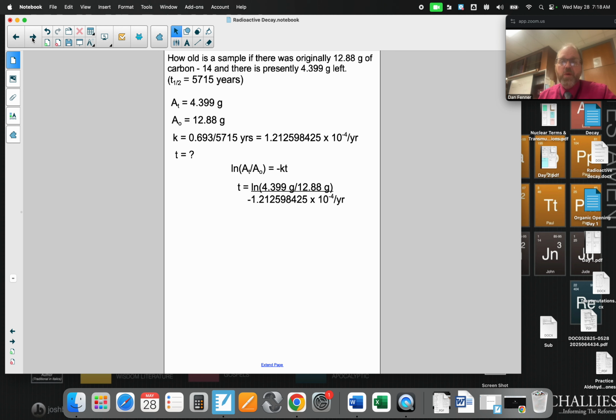On this calculator, I'm going to start inside the parentheses. Type in 4.399 divided by 12.88 equal. You should get a decimal. Natural log, you should get a negative number. Divide by 1.212598425, EXP 10 to the x, minus 4 equal. When you do that, you should get, well, grams cross out, of course, and my answer is going to be in years. It's going to be 8,859 years because I have 4 sig figs, and that K value is infinite. That's my answer.